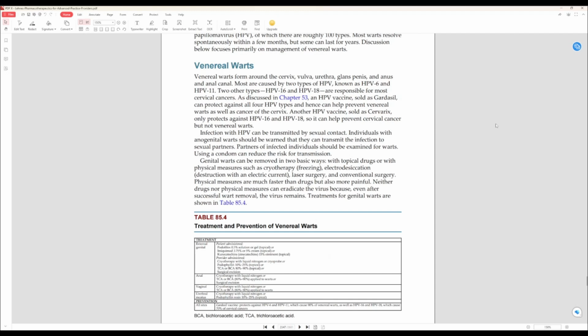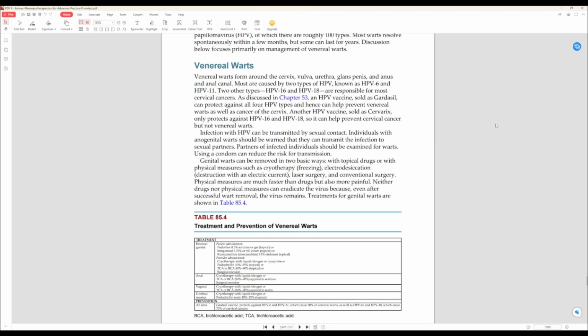So, venereal warts form around the cervix, vulva, urethra, glans penis, and anus and anal canal. Most are caused by two types of HPV, known as HPV 6 and 11. Two other types, 16 and 18, are responsible for most cervical cancers. As discussed in Chapter 53, an HPV vaccine sold as Gardasil can protect against all four HPV types and therefore can help prevent venereal warts as well as cancer of the cervix.